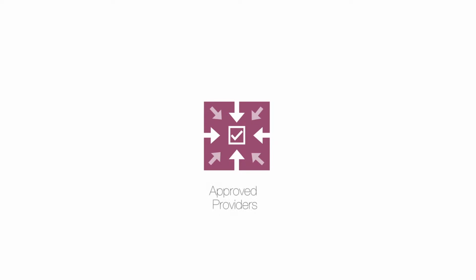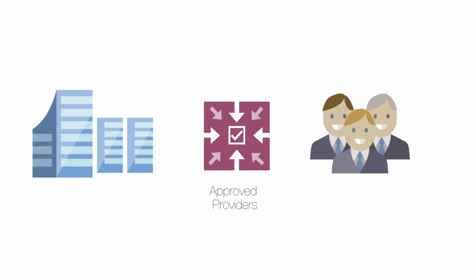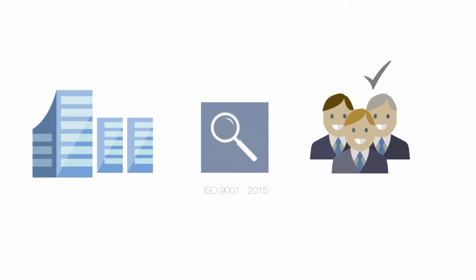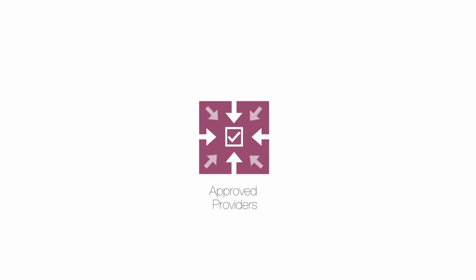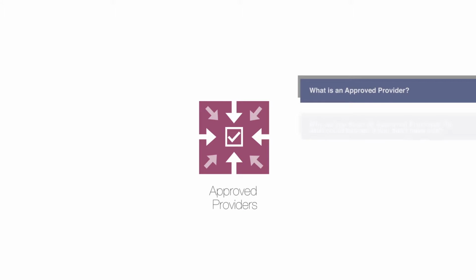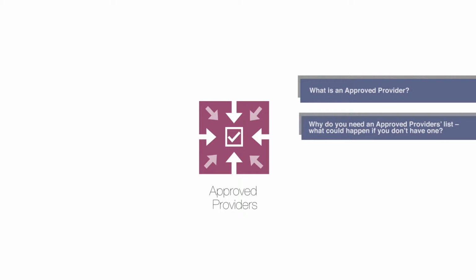Today we're looking at the topic of approved providers for your organisation's quality management system as defined by ISO 9001-2015. We're going to look at the following aspects. What is an approved provider? Why do you need an approved providers list? And what could happen if you don't have one?